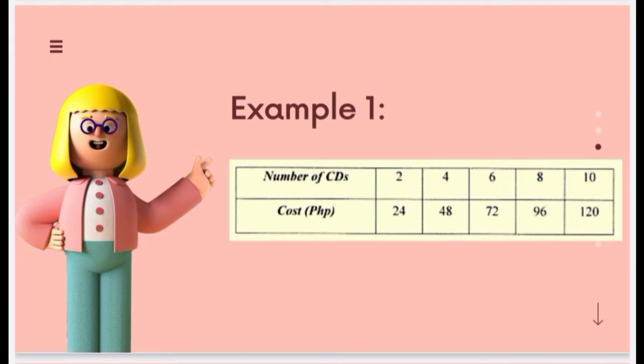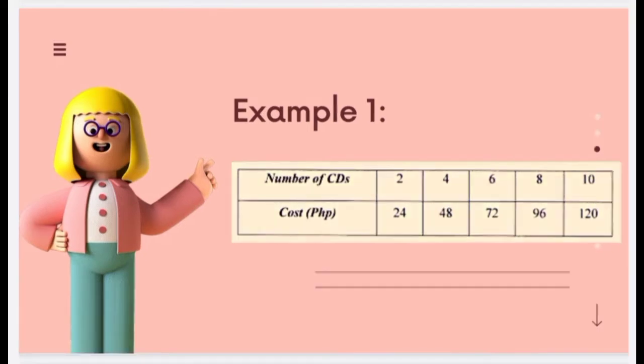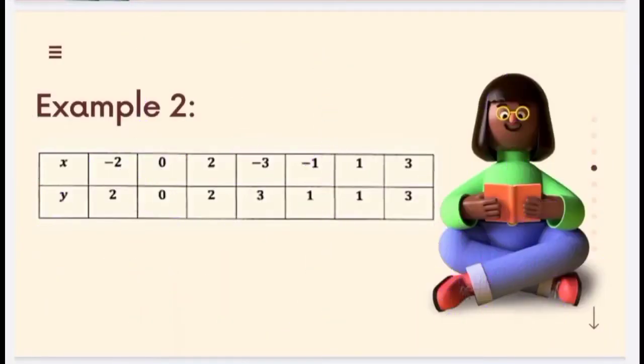Going back to our table and inspecting each value, you'll pay 24 pesos for 2 CDs, 48 pesos for 4 CDs, until 120 pesos for 10 CDs. So how much will 1 CD cost? You're right, it's 12 pesos each. Writing that into a function rule, we'll have y equals 12x, or f of x equals 12x. Because again, the cost, which is y, depends on the number of CDs, which is x, and each CD costs 12 pesos. Let us consider another example.